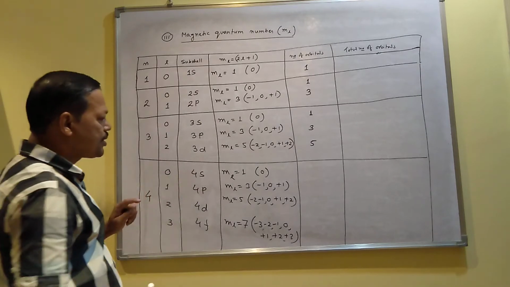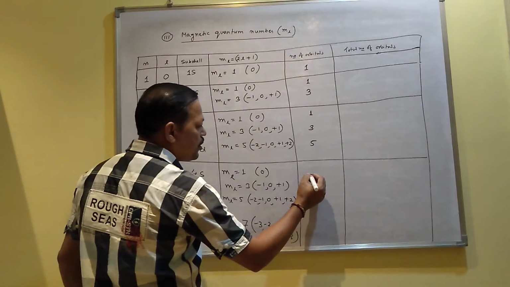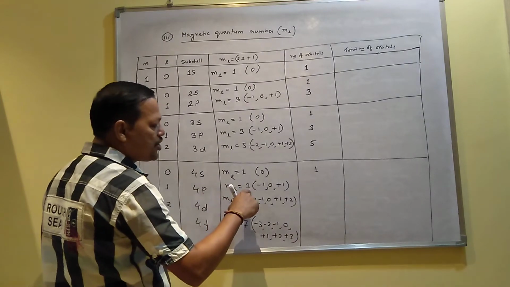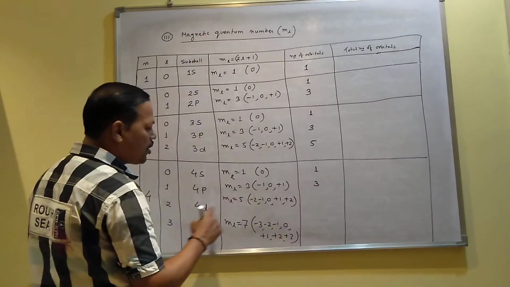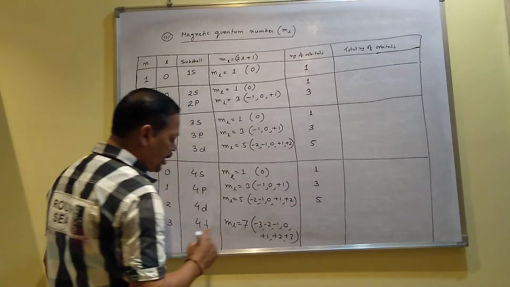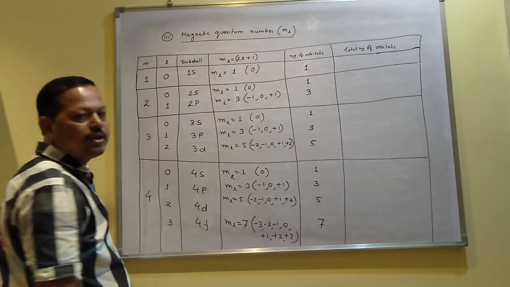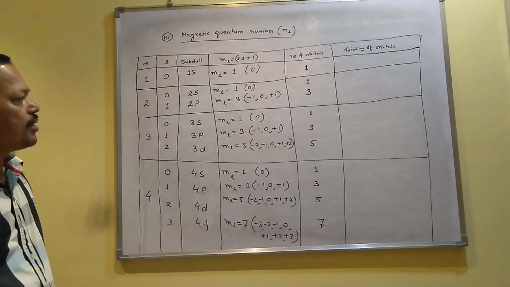Now come to the fourth cell. This is 4s, 1 value. That means it contains 1 orbital. This is 4p. The p subcell always has 3 orbitals. The d subcell always has 5 orbitals. The f subcell always has 7 orbitals. Like this way you can find out the number of orbitals.